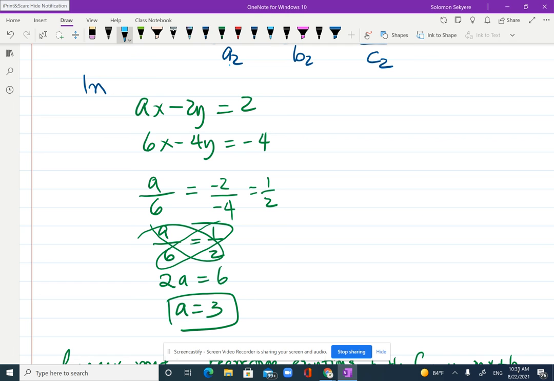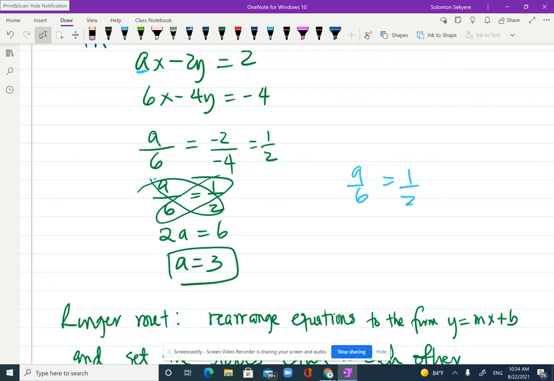So in the question, the system has no solution. The coefficient of the x's, a over 6, doesn't matter what letter it is, k, x, p, whatever it is, divided by the coefficient of the y's, negative 2 over negative 4, which is a half, are the same. So we say a over 6 equals 1 over 2, cross multiply, a equals 3. If you knew what you're doing, that's your answer.